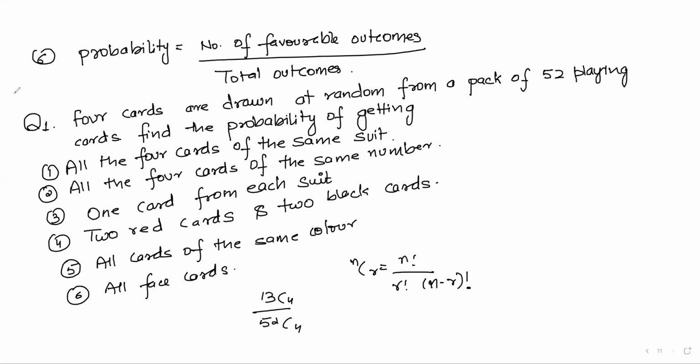Same question, not same color, same thing, same type. So we have four types: club, heart, diamond, spade. So we are saying four cards same suit ke honi chahiye. Jaise ya to club ke honge, spade ke honge, heart ke honge, ya diamond. Read this second one.